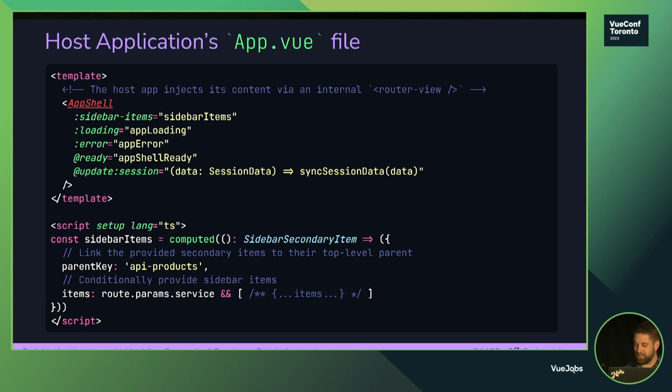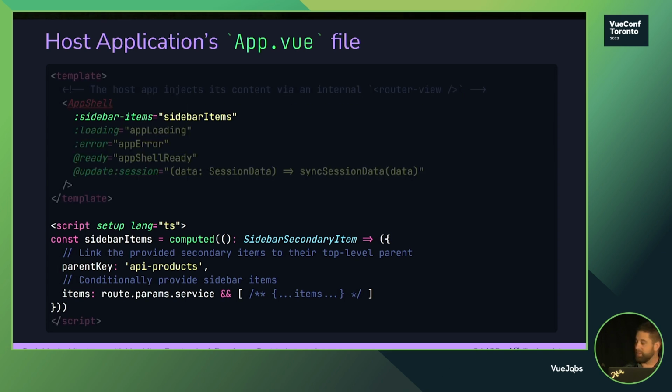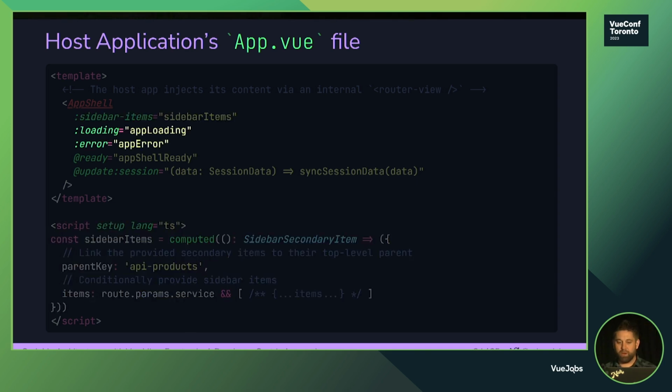UI into the shell. And so if we step through these, the sidebar items are provided just as a prop and defined down at the bottom. Hopefully you can see that this app's items depend on whether there's an active service in the URL, right? So it's a computed, it can be dynamic, it can essentially respond to whatever else is going on in the app. We also have our global error and loading states.